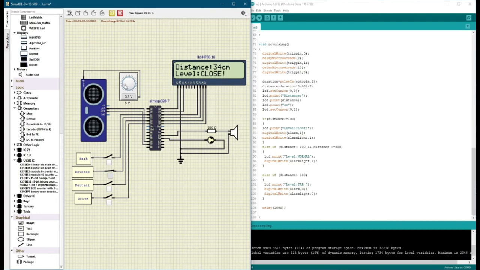This software is simulating the distance, and then we show the result on the LCD screen. When we don't press the reverse mode, it will come back to the beginning.